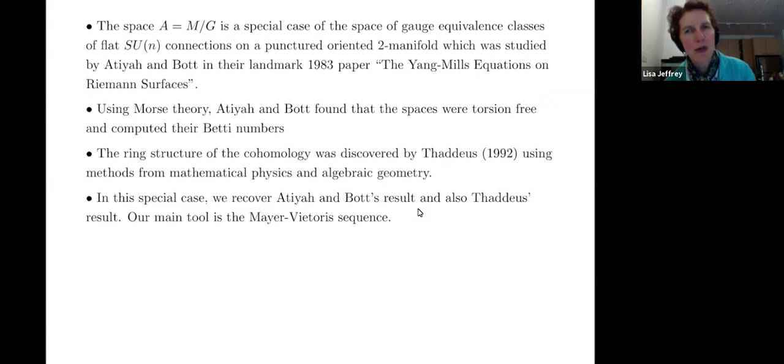The ring structure, in the case of G equals SU2, was discovered by Michael Thaddeus using methods from mathematical physics. We will talk a little bit about that, using the Verlinde formula. Thaddeus studied SU2 and arbitrary genus, genus 2 and higher. Atiyah and Bott studied SU(N) and genus 2 and higher. In the case of SU2 and genus 2, we are able to recover Atiyah and Bott's result and also Thaddeus's result by much simpler methods. Our main tool is the Mayer-Vietoris sequence.